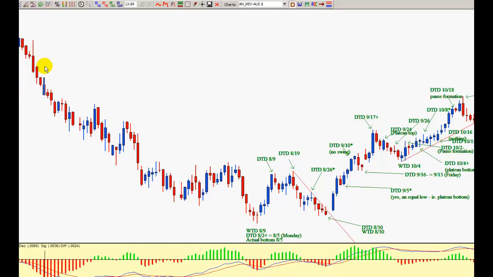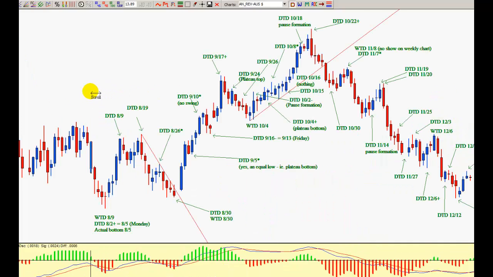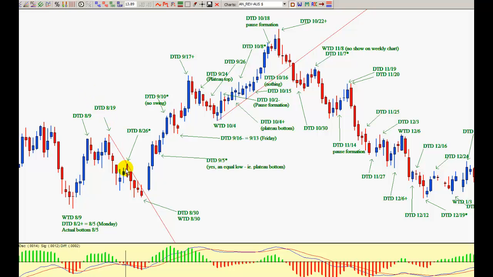You can see it had this major bear trend, and it finally bottomed right here on August 5th. Now let me move that back over because I need to get as much information in here as possible. This major bottom occurred on August 5th, 2013.